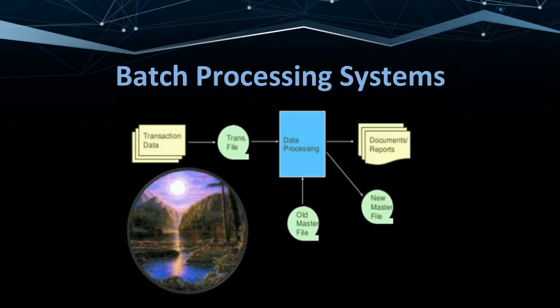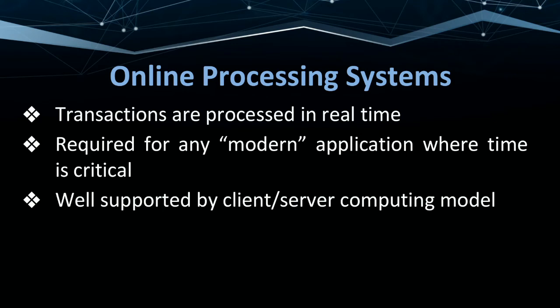The next type of TPS is the online processing system, which is also called a real-time processing system. The transactions are processed in real time. That's why it's also called a real-time processing system. These systems process transaction data immediately after they are generated and can provide immediate output to end users. It is required for any modern application where time is critical. It is also well supported by the client-server computing model.